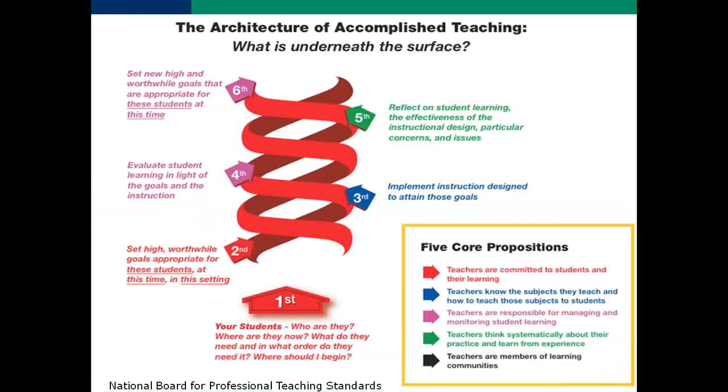Here's that architecture of accomplished teaching that I mentioned. Okay, we read it from the bottom up because each piece builds on the piece before it. It demonstrates the connection between the core propositions, the standards, and what is accomplished teaching. So if we start down here at the bottom, you notice that the core propositions are color-coded as we go up the helix through the architecture of accomplished teaching.